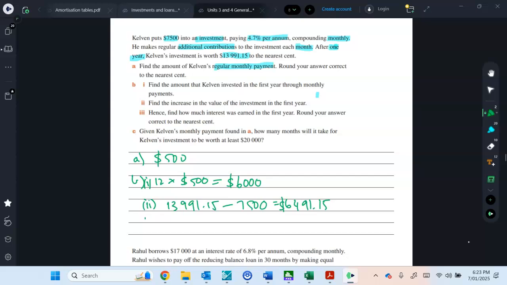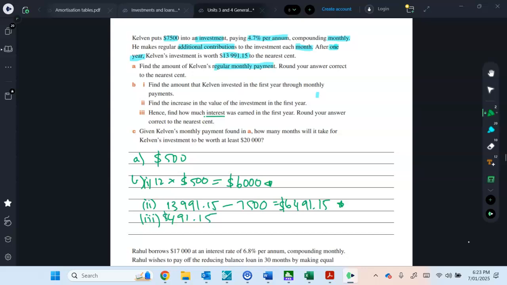So part 3 is actually wanting to calculate the interest, hence find how much interest was earned. So the difference between the amount he put in, the 6,000, and the amount it increased by. So just this value here minus this value, which I'm not going to write. I'm just going to do 491.15.